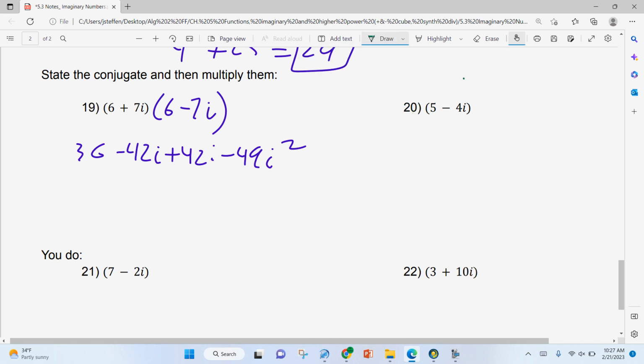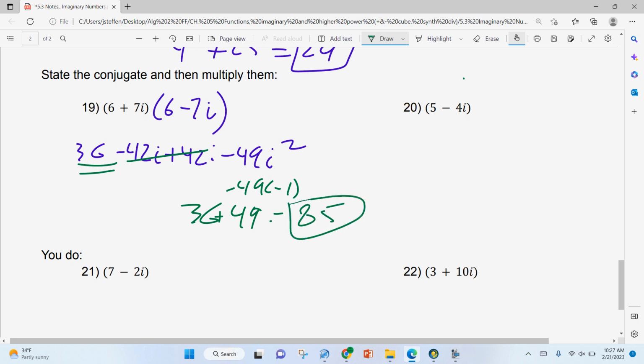Go back and simplify. We have negative 42i and positive 42i that cancel. Negative 49i squared times negative 1 is positive 49. With the i's canceled, we have 36 plus 49, which is 85. So for this one, you just got 85 is what you ended with. Again, that conjugate is a way you can completely cancel out all of your imaginary numbers.